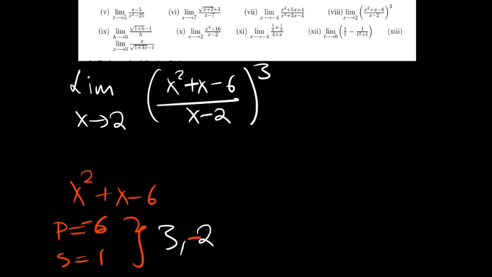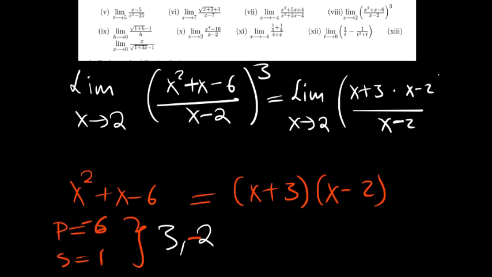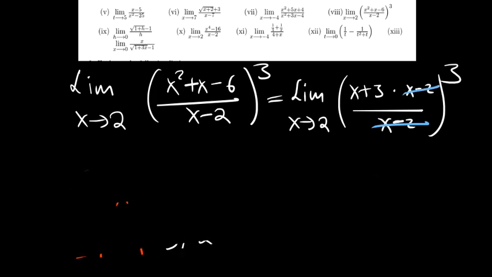So therefore, after factorizing, you're going to have x plus 3, x minus 2. So what do we have? We have the limit as x approaches 2, and then you have x plus 3, x minus 2 over x minus 2. All this is raised to the power 3. So this and that will divide. The denominator, which was leading to a 0, has finally been dealt with.